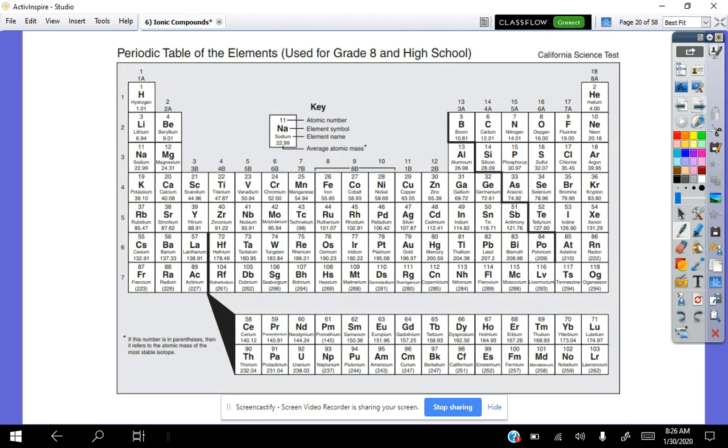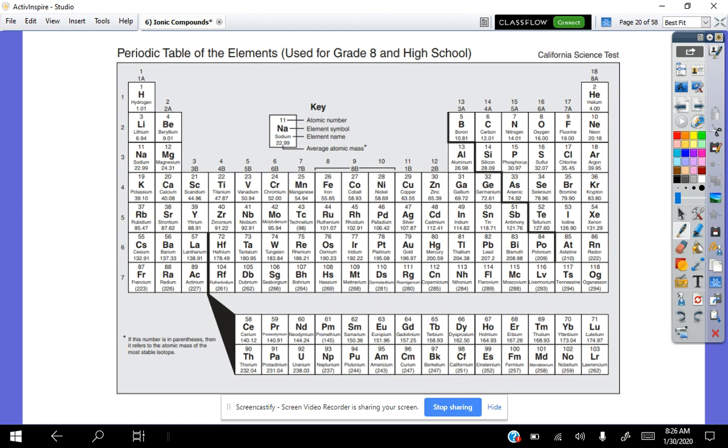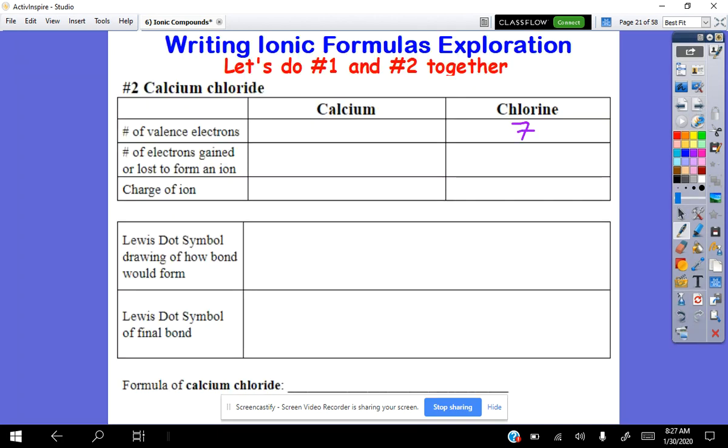Let's look at another one and see what happens here. We've got calcium and chlorine. Calcium is in the second column, it has 2 valence. Chlorine is in the 7 column, it has 7 valence. So we've got 2 and 7. So we can ask ourselves, what's going to happen with calcium's valence electrons? It's going to be easier to lose 2, and I'll end up with a +2 charge.